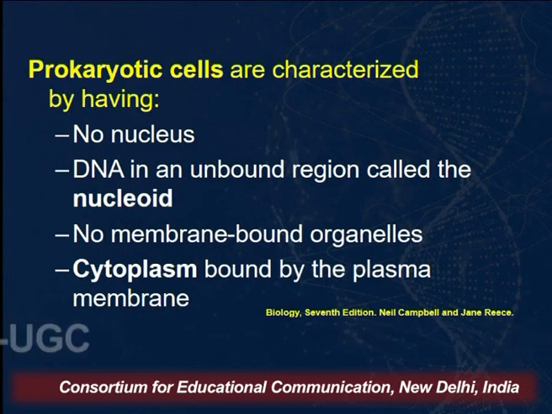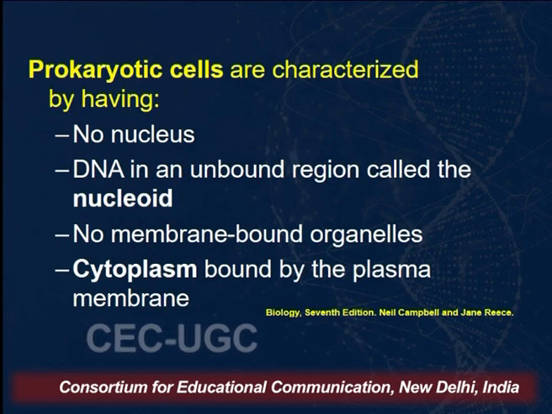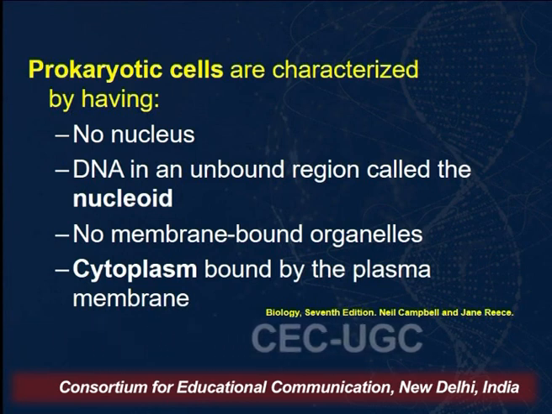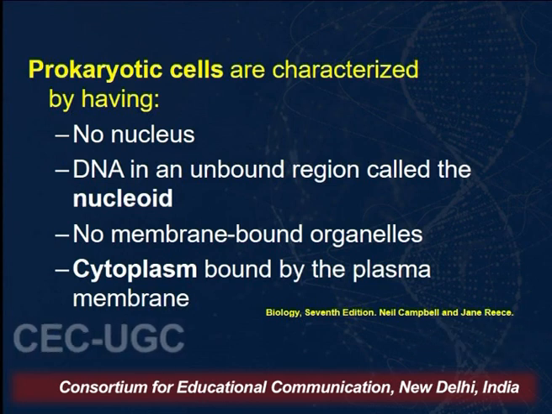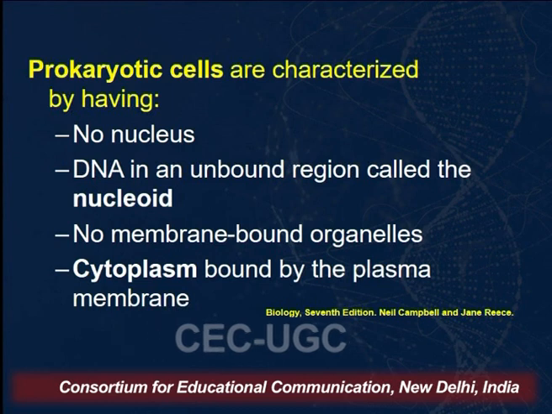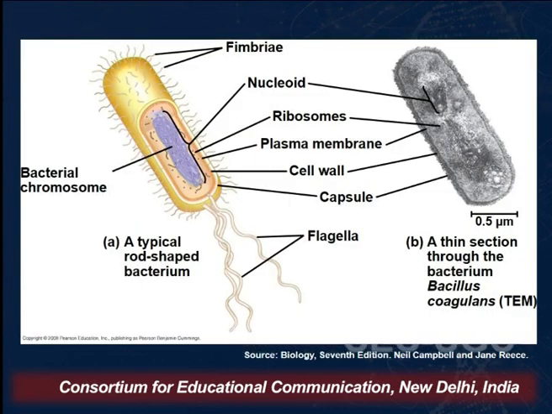So they don't have a nucleus; the DNA is present in an unbound way. There are no membrane bound organelles present, and the cytoplasm is bound by the plasma membrane. So this is a basic electron micrograph of a bacillus which is shown here. This is a TEM electron micrograph image.